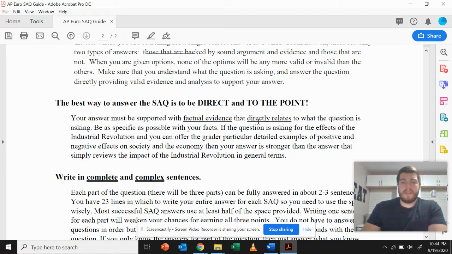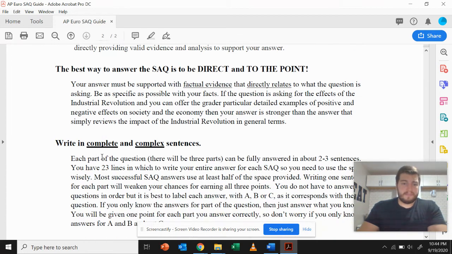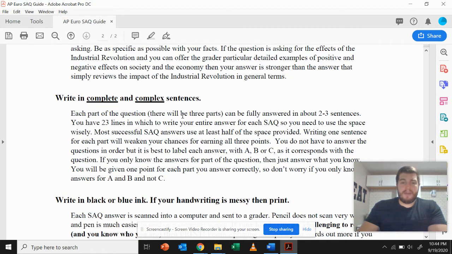You have to use factual evidence that directly relates to what the question is asking you, as specific as possible. If the question is asking you for effects of the Industrial Revolution, when everybody went from making things by hand to machines, you can offer the person grading it detailed examples of positive and negative effects from it. So you want to make sure that you're specific. Writing complete and complex sentences, again, 2 to 3 sentences. They don't have to be super abrupt. Most successful SAQ answers will use at least half of the space provided, but it's really not about length. It's really about the information that you have inside of it.